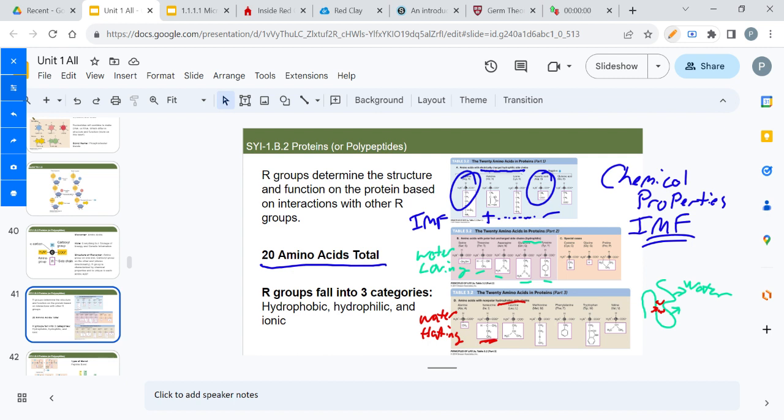And now you can kind of start to imagine, this is going to start to develop a three-dimensional shape, which we'll talk about in proteins in a little while. But what that does is that because the amino acid sequence is in a specific order, it's going to fold in a specific way and it's going to have a particular property that's associated with it.